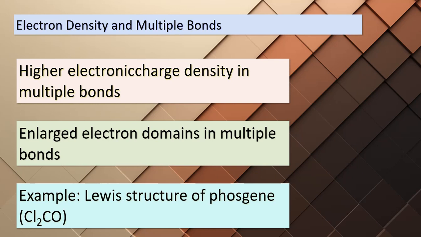To help visualize this concept, consider the Lewis structure of a molecule like phosgene, which has the formula Cl2CO. In this molecule, you can see multiple bonds between carbon and oxygen, as well as between carbon and chlorine atoms. These multiple bonds indicate the presence of larger electron clouds around the atoms involved. Now, let's move forward and explore more intriguing aspects of chemical structures.